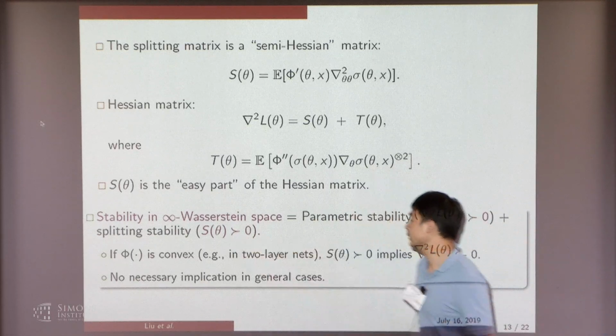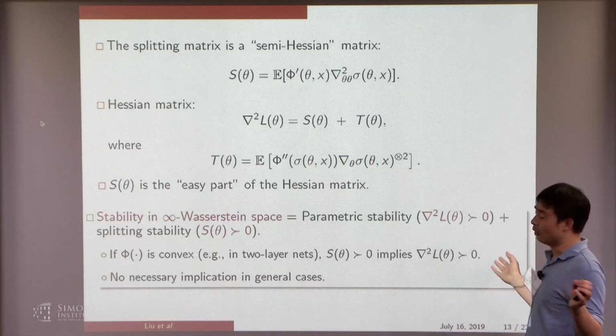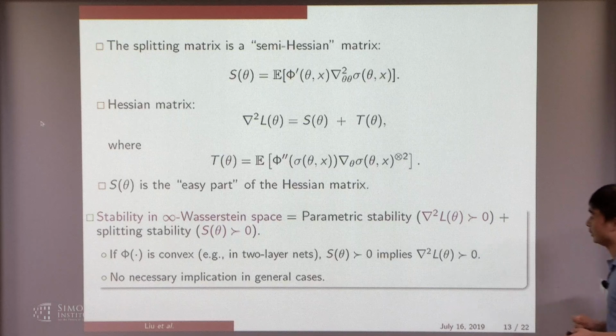And then the second part is the splitting stability, which means that even if you are allowed to split into 1 million or thousands or any number of neurons, you can never improve the performance. So it's a stronger notion of local optimal.